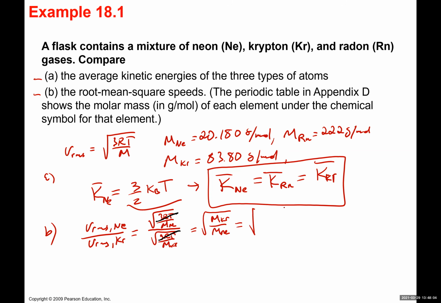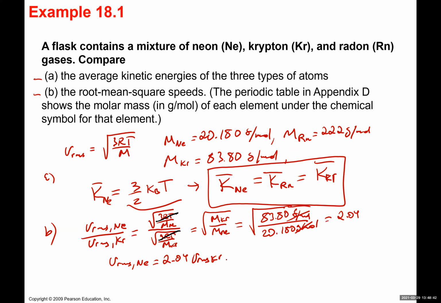Then I can just put in a ratio where the molar mass of the krypton is 83.80. That's a ratio, so even the units cancel out: gram per mole over 20.180 gram per mole. Units cancel out, and we get just a number, 2.04. But this number tells me that VRMS of neon is equal to 2.04 times the VRMS of the krypton.